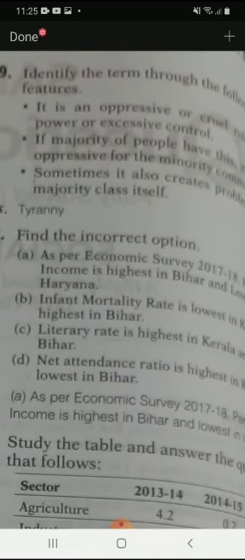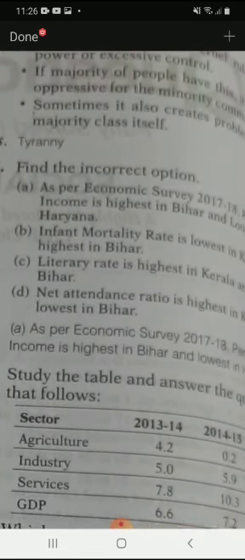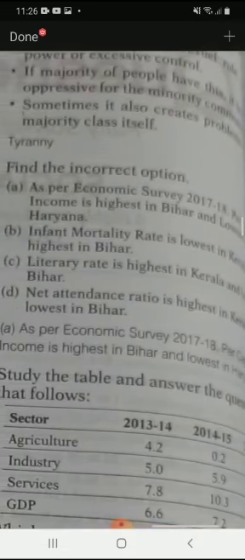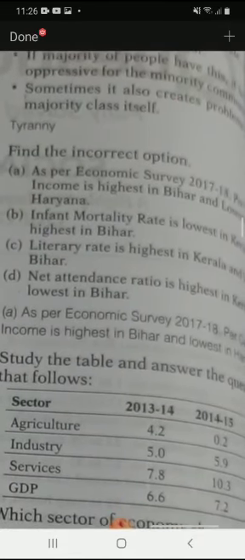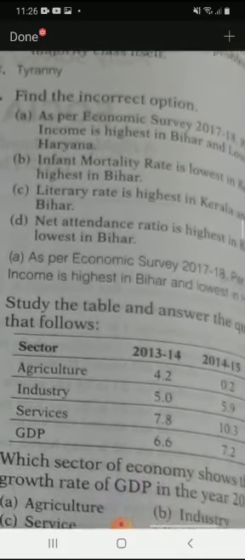Now if you see question number 9, identify the term through the following features. It is an oppressive or cruel rule. So what is that? That is tyranny. Find the incorrect options. As per economic surveys, infant mortality rate, literacy rate is highest in Kerala, net attendance ratio.